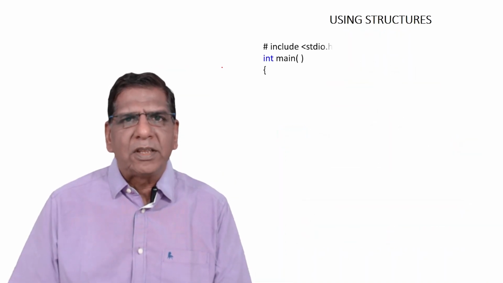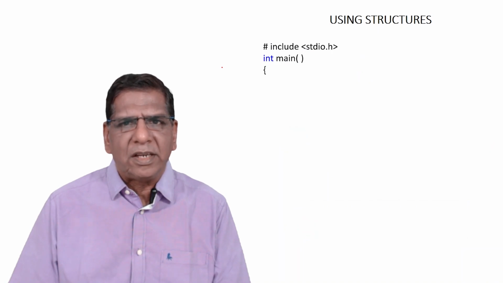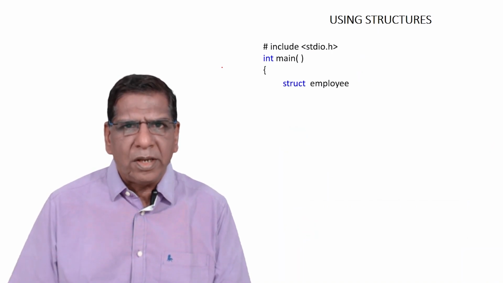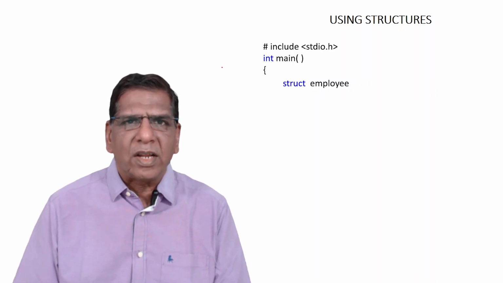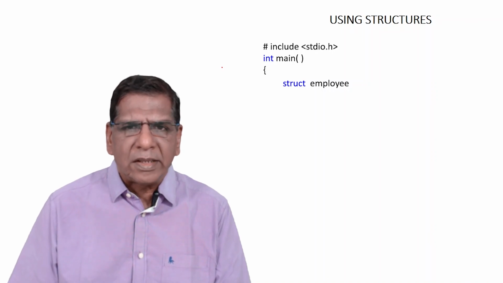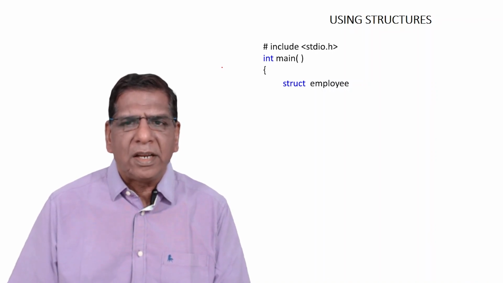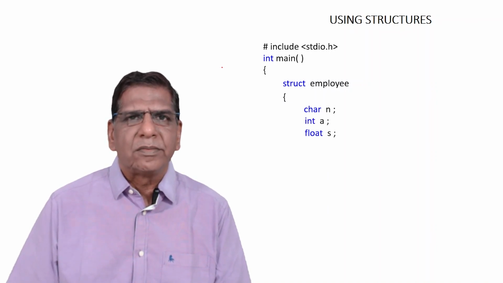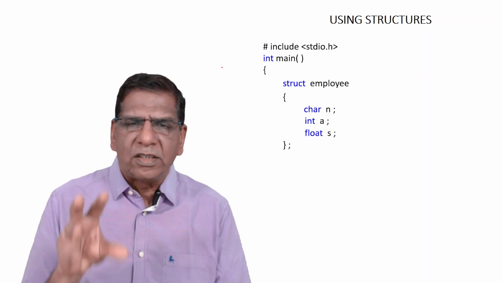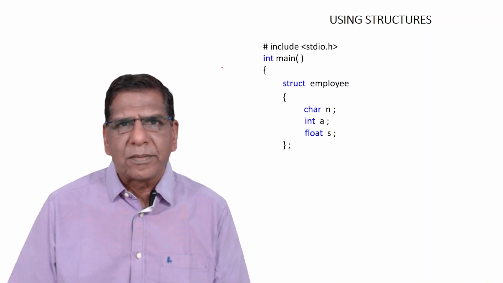I have to begin with the declaration of a structure by saying struct employee and then indicate what all fields or elements belong to this struct employee, and that I indicate by declaring that it will hold a char name, an int age and a float salary. This is the declaration of a structure.